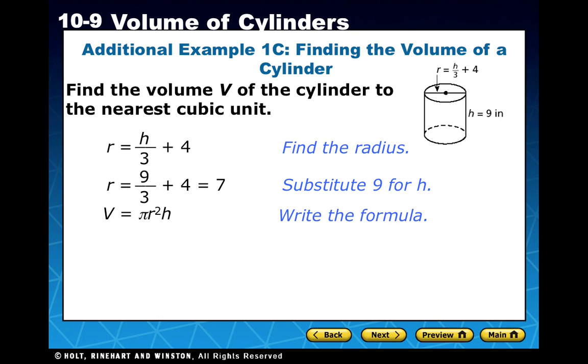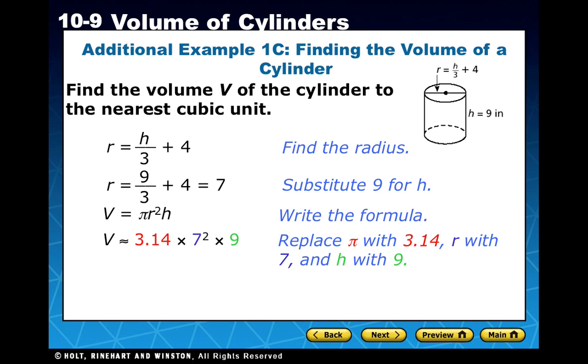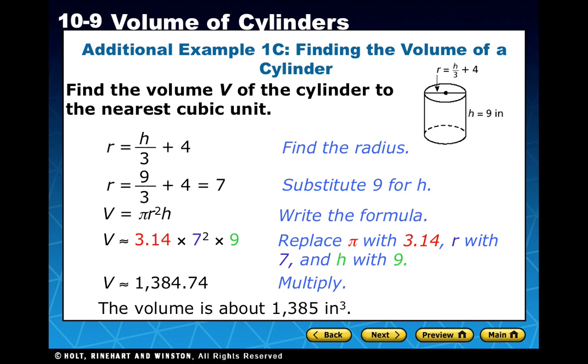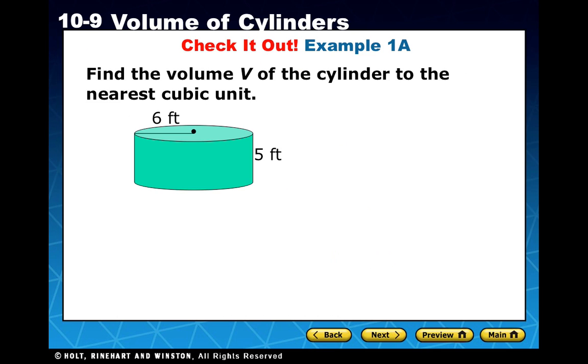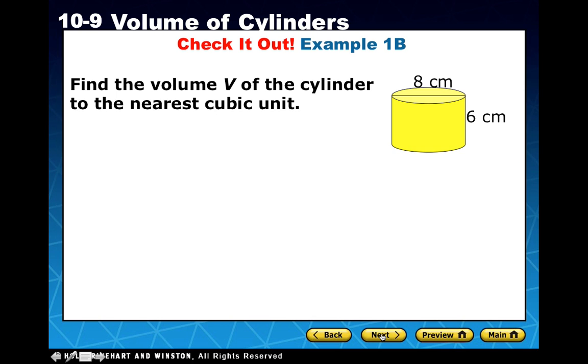We're going to take that and put it into our formula. We'll use 3.14 for pi, and we'll put 7 in for the radius. 3.14 times 7 squared times 9 will give us 1,384.74, and we're going to round that to the nearest cubic unit. So we'll round up to 1,385 inches cubed. All right, we're going to skip this one.